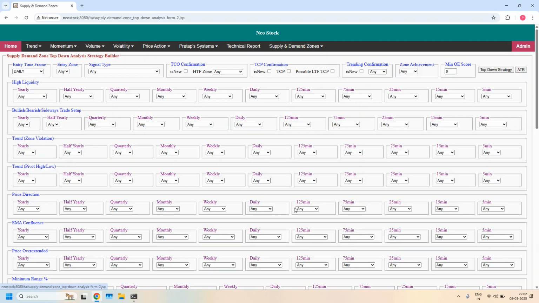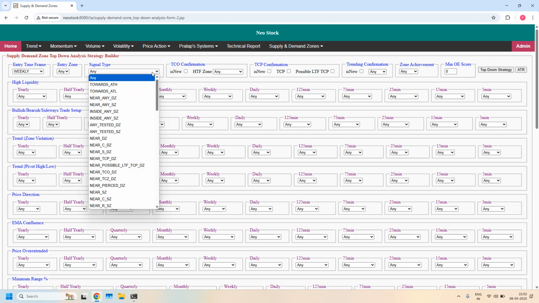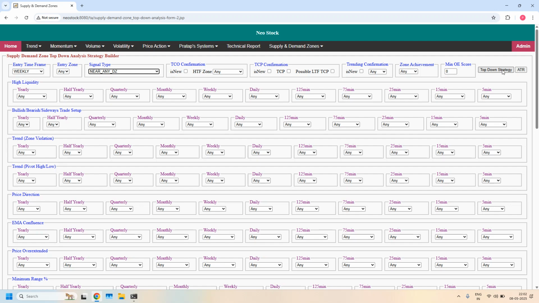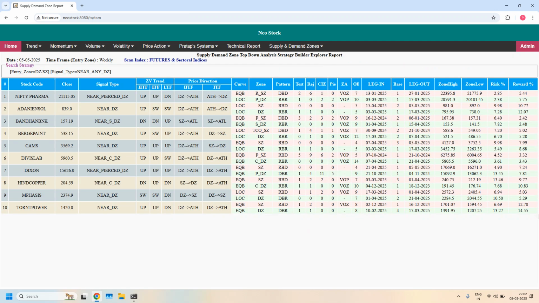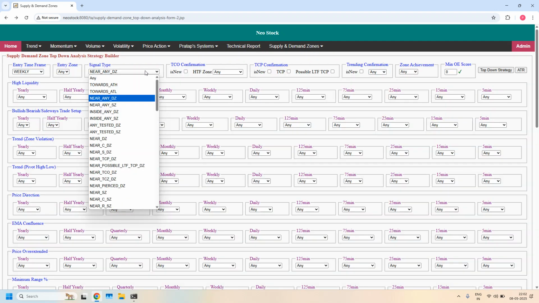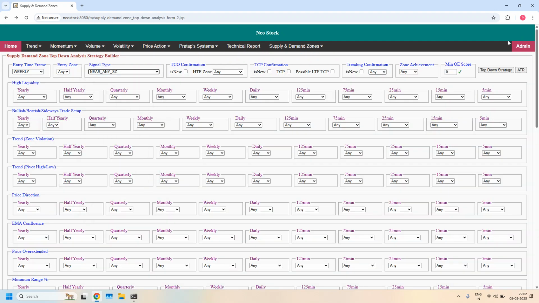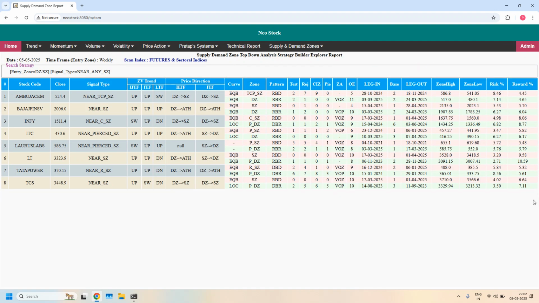Okay, next, weekly time frame. Stocks near to the weekly demand zone. We got 10 stocks. Next, stocks near to the weekly supply zone. We got 8 stocks.